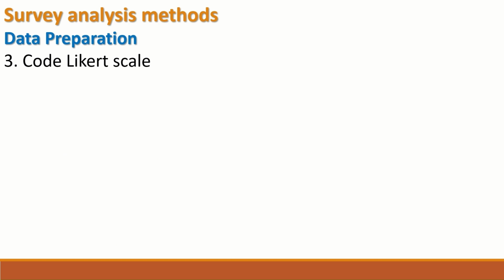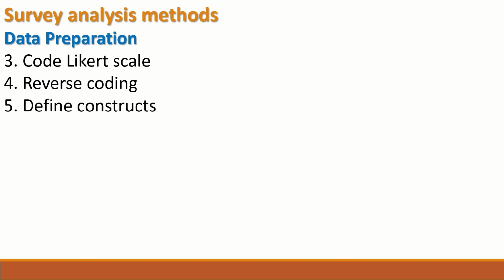The third step for data preparation is to code the Likert scale, in which to give the categorical data such as strongly agree, strongly disagree, agree, disagree, or neither agree a value. And if the scale is in opposite direction, then it has to be reverse coded. Also, for data preparation, constructs can be defined and items assigned for a specific construct or specific section within the instrument or the scale. And if possible, also generate a composite.